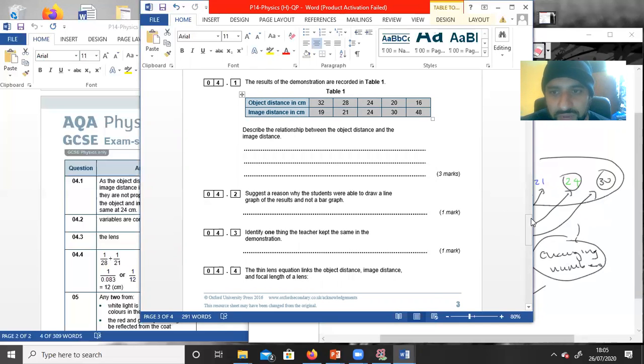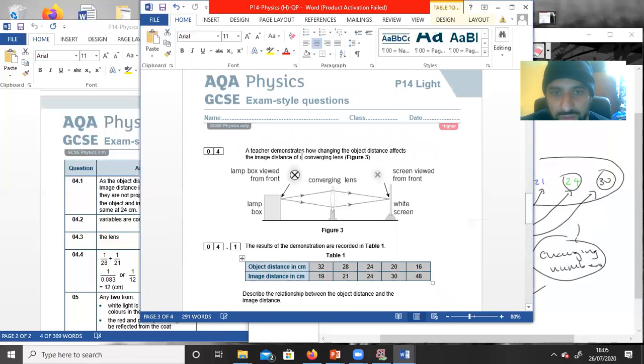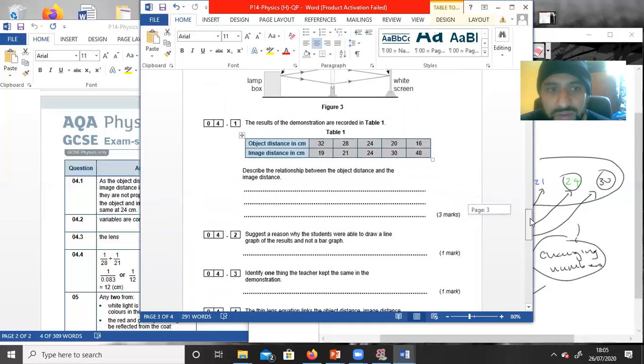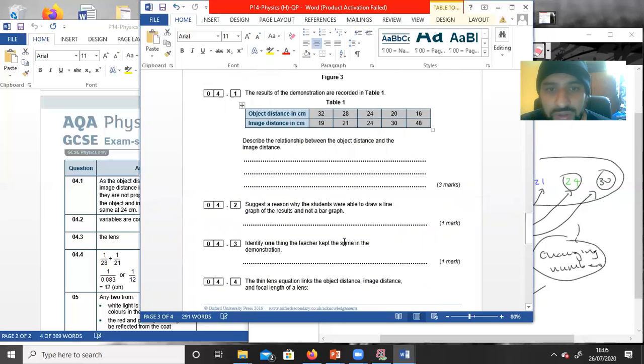So you've got this experiment in which you're varying the distance of the object from the lens and you're using that to measure the image distance. So you're changing two things. In every experiment, you want to keep everything else constant, because we want to have variables that we're investigating, the one we're changing and the one we're measuring, and everything else should be kept constant so that everything else can't have an effect on your results. In this experiment, what could the teacher have kept constant?